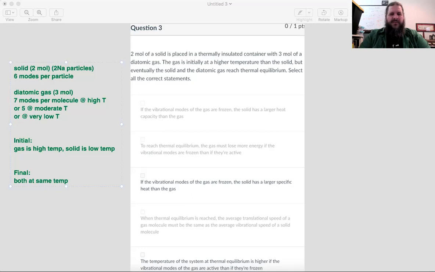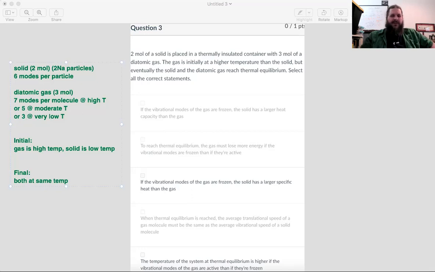And how many translational modes would you expect? How many dimensions can it move in? Yeah, it should be 3. So at extremely cold temperatures, the particles can move, but they can't rotate because there's not enough energy for them to rotate. So you'd have only the 3 translational modes.